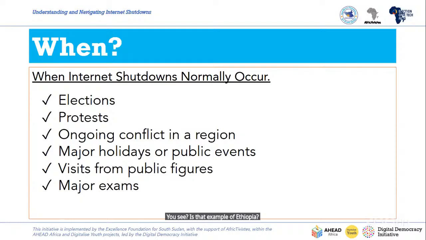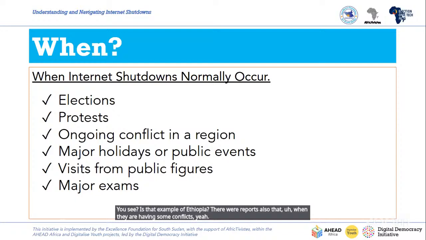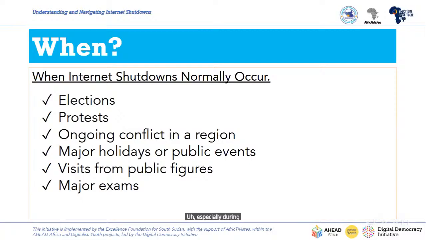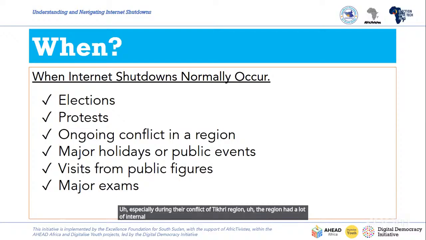There were reports also that when they were having some conflicts there were internet shutdowns. And in fact, Ethiopia is one of the countries that have experienced some of the longest shutdowns in history, especially during their conflict in the Tigray region. The region had a lot of internet shutdowns. It was cut completely for long periods of time.